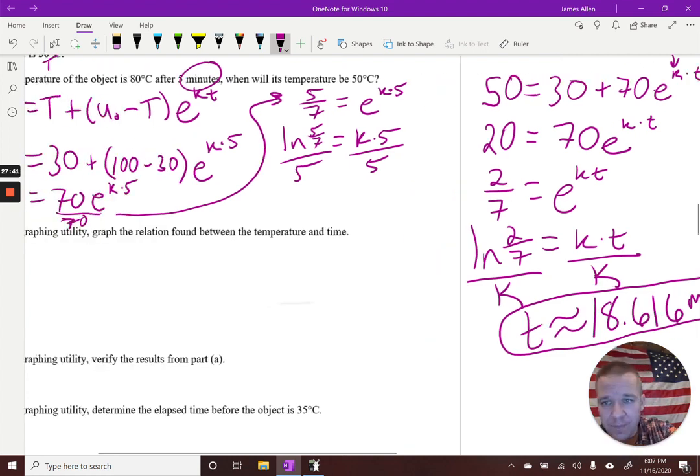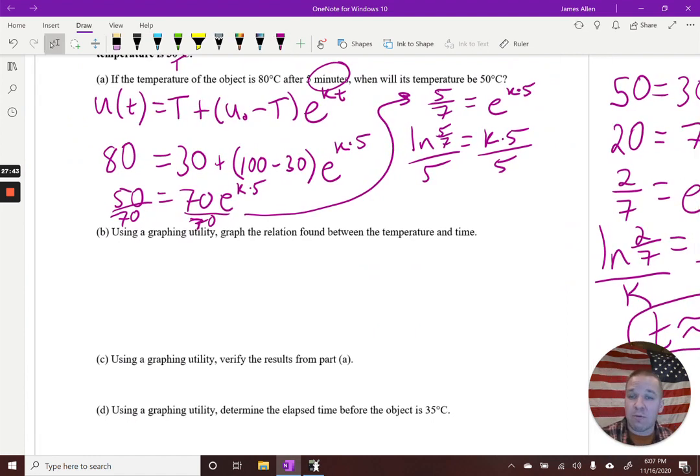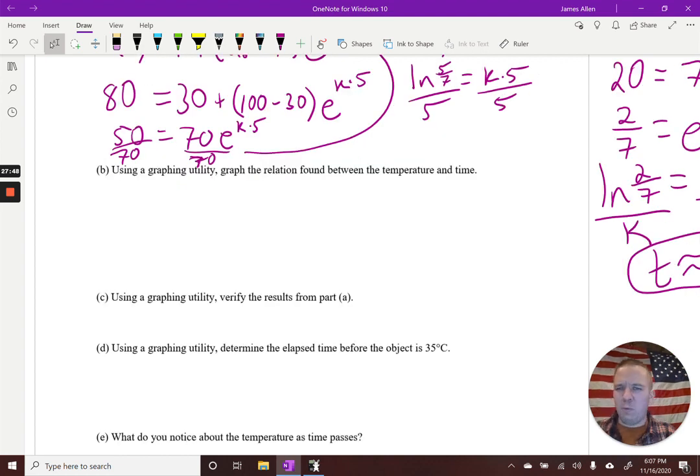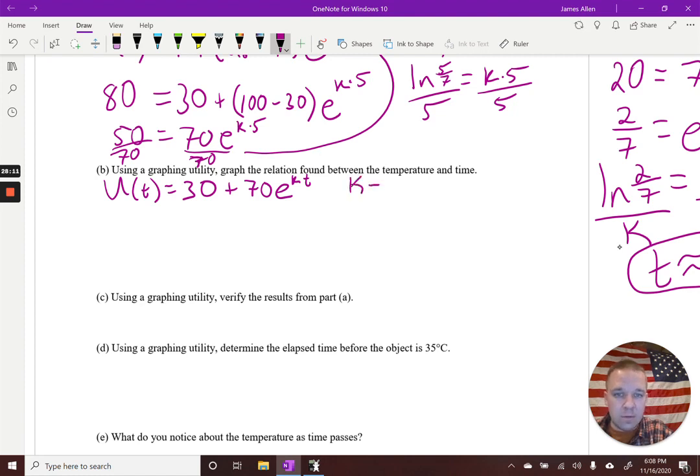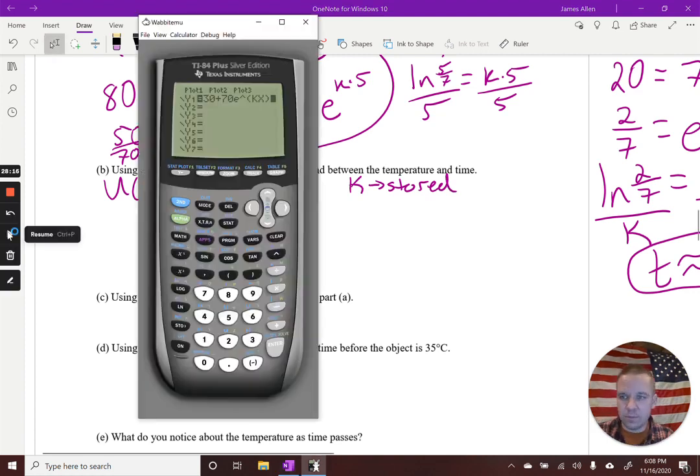All right. So on over here, using a graphing utility, graph the relation found between the temperature and the time. Let's do that. But what is it that we're even plugging in now? Well, that'd be our U of T is equal to the room temperature plus, I need parentheses, the initial temperature minus the room temperature multiplied by E raised to the K T. And remember, K is stored.